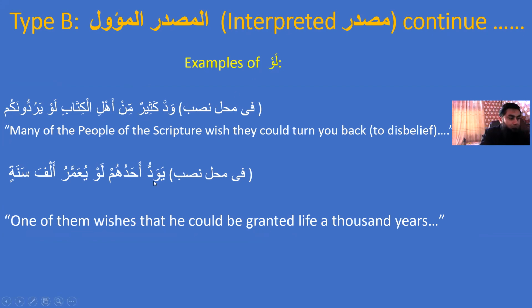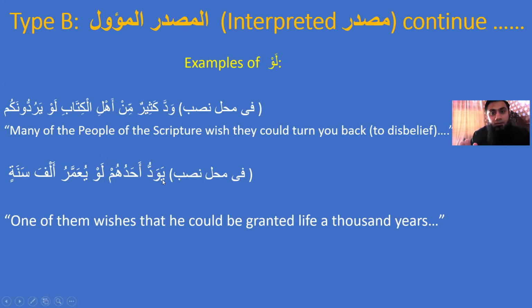Okay, look at one more example. Yawaddu ahaduhum. One of them desires or wishes law yu'ammaru alfa sanah, that he is granted the life of 1,000 years. Once again, law harf masdariya and yu'ammaru alfa sanah. This complete jumla yu'ammaru alfa sanah. Yu'ammaru is, by the way, majhul. Yu'ammaru, he is granted. Granted by who? We don't know. So this yu'ammaru alfa sanah is the complete jumla, and this complete jumla is the sila. So law plus the sila becomes a compound structure, and this compound structure is fi mahalli nasab. Why? Because it is giving the information of maf'ul for yawaddu.